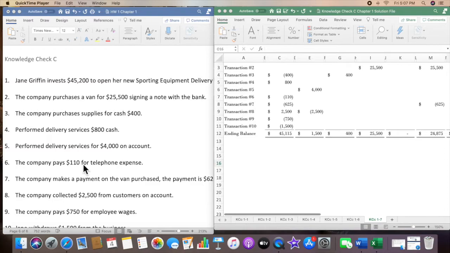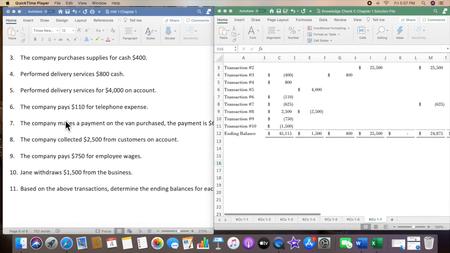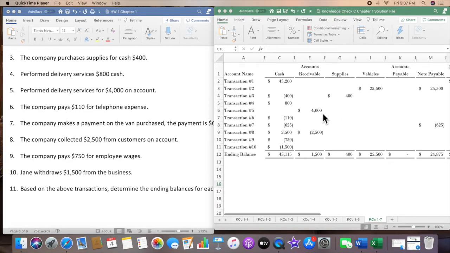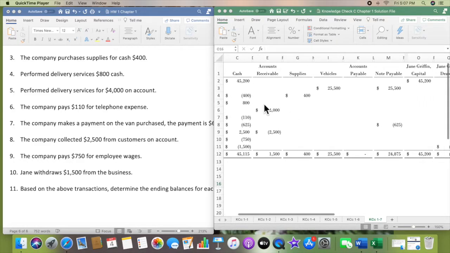Our next transaction, number 5, Jane performed another delivery service for $4,000. She delivered $4,000 worth of sporting goods, and this was on account. On account. So we have two accounts being impacted. We have accounts receivable being impacted, and it's an increase of $4,000 under accounts receivable because we are owed that $4,000.